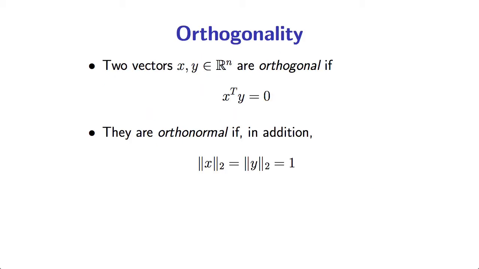Another important property for vectors and matrices is that of orthogonality. For two vectors, x and y, both in Rn, we say these vectors are orthogonal if their inner product is 0. We take the inner product of x and y. If that is 0, then we say that x and y are orthogonal. And further, they're called orthonormal if the norm of x equals the norm of y, and that equals 1. The normal term here comes from x and y, in this case, being normalized to have L2 norm equal to 1.